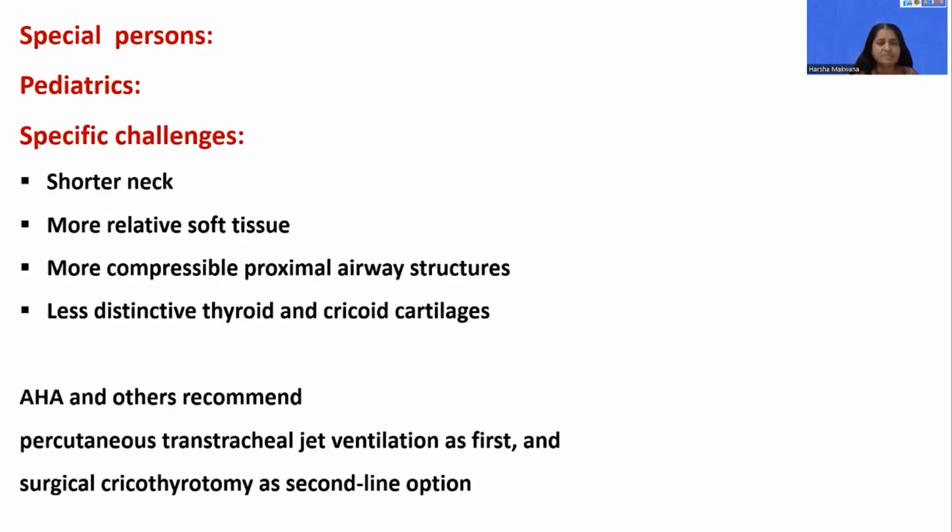There are some special patients who have airway problems and may deteriorate faster than other patients. The first is pediatric patients. What are the problems? They have a shorter neck, more relative soft tissue, more compressible proximal airway structures, and a less developed thyroid and cricoid cartilage. So they deteriorate very fast and their safe apnea time is also less. So we have to be very careful while managing such patients. The American Heart Association and others recommend that percutaneous transtracheal jet ventilation is used first in pediatric patients, and surgical cricothyrotomy is kept as a second choice.